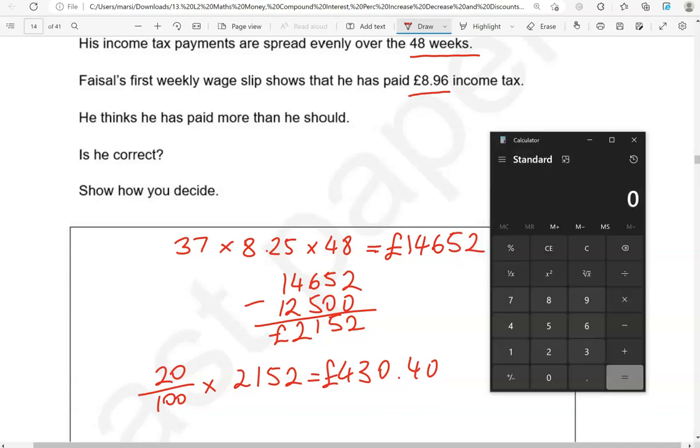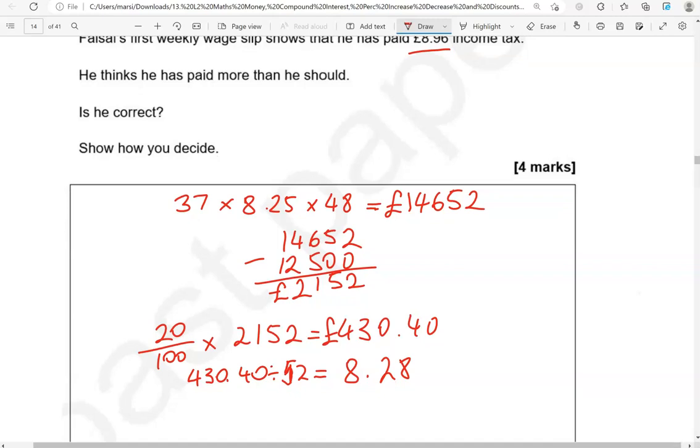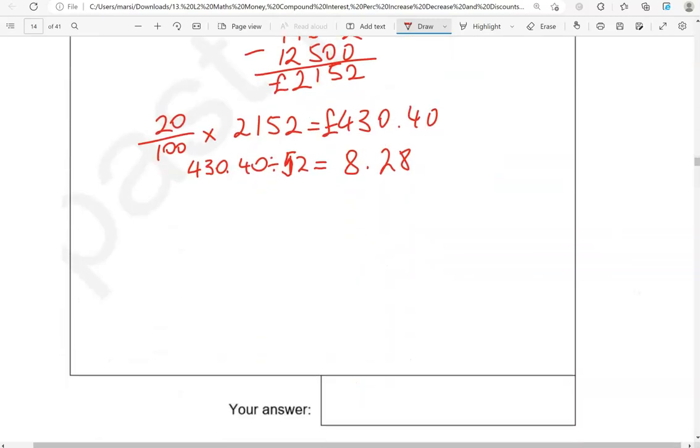If we divide it by 52, it should give us the weekly payment. So £430 and 40 pence divided by 52 gives us £8 and 28 pence. So I'll just show the working out in full. So that is a bit lower than the £8.96 that he has paid. So is he correct? We're going to say yes.